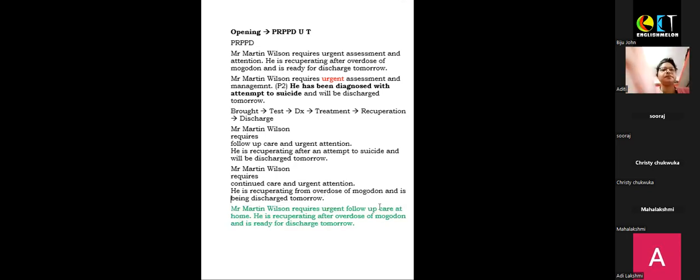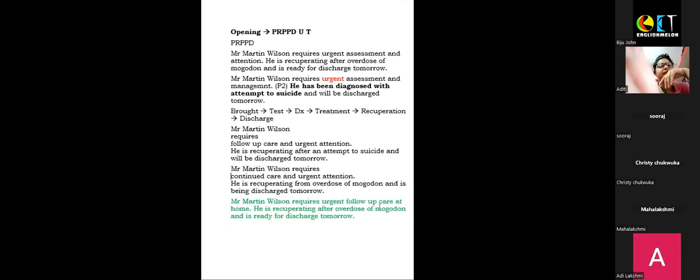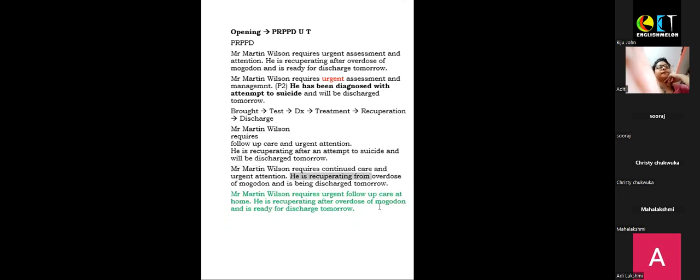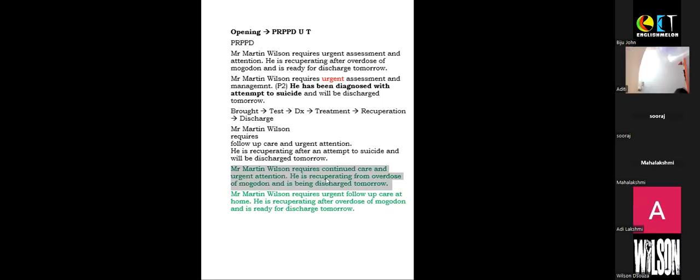Okay, sir. So, continued care and urgent attention. Even this also is okay. Requires continued care and urgent attention. He is recuperating from overdose of Mogadon. From and after, in this case, from or after, both of them are okay. And is being discharged tomorrow. Is there any problem with this one? Is it also okay? Yeah, because it also seems to be the correct one.